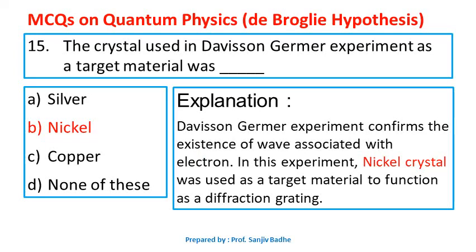To get diffraction pattern, they made electron beam to be incident on a nickel crystal. So they used nickel crystal as a diffraction grating in their experiment. So the correct answer here is option B. The crystal used in Davisson Germer experiment as a target material was nickel crystal.